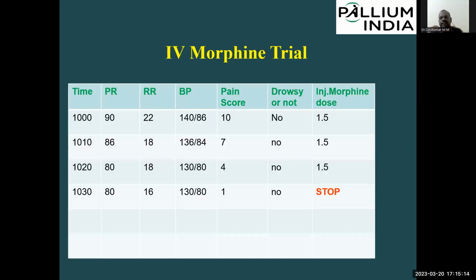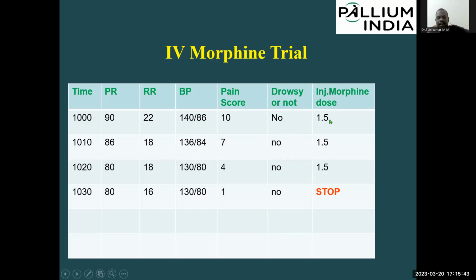So before giving a morphine trial, you can make a chart like this, which includes time, pulse rate, respiratory rate, blood pressure, pain score, is the patient drowsy or not, and what is the dose of injection morphine you have given. So you can see here, suppose this patient came at 10 a.m. You recorded the vitals and the pain score is 10. Patient is not drowsy, then you will give injection morphine 1.5.